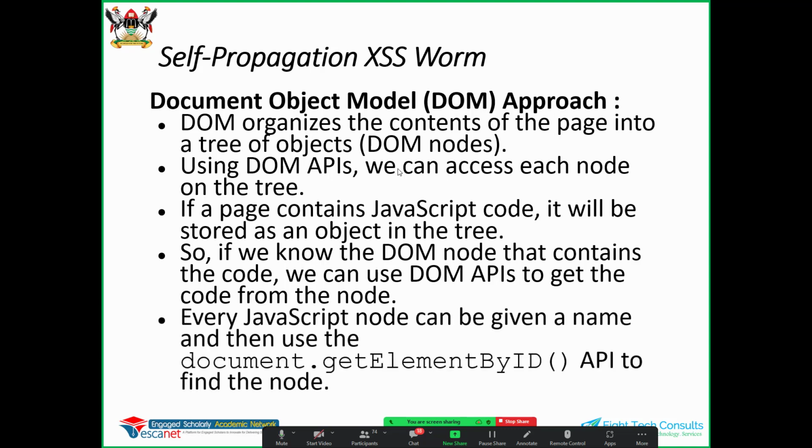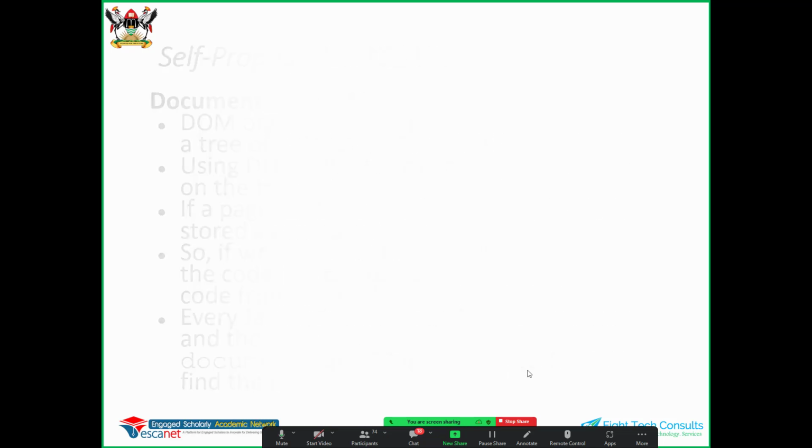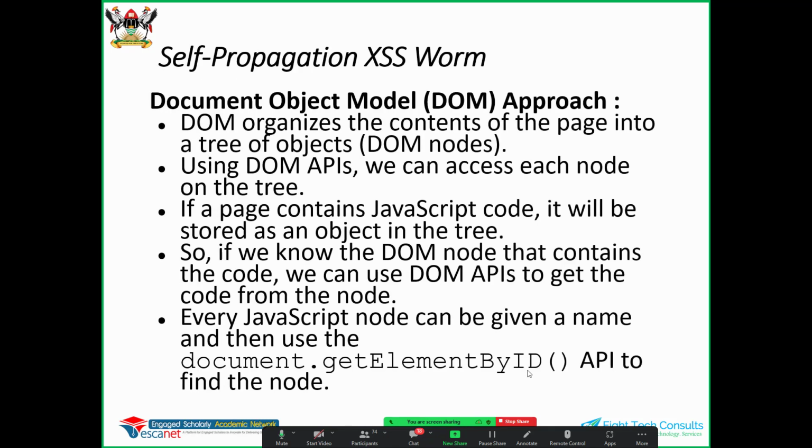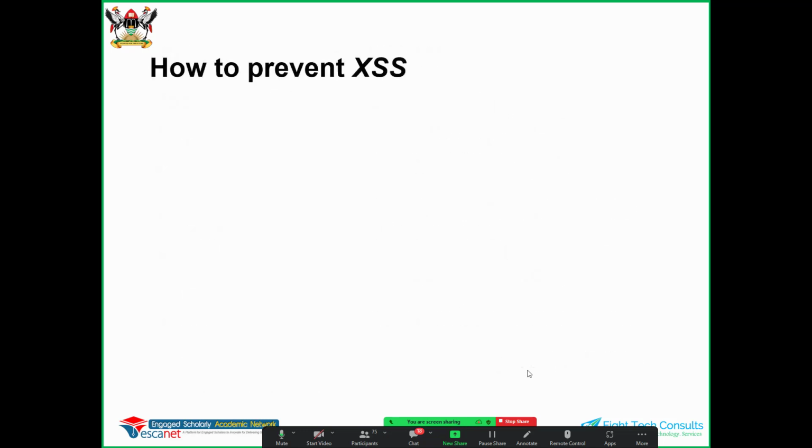Okay. And then every JavaScript node can be given a name and then use document.getElementById and then the API finds it. So this is how we can target something in the document object model on the website. So the API can be used, that's what we refer to, using the API of DOM to access a certain node in a website or in a web browser.